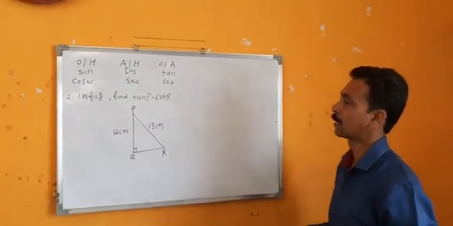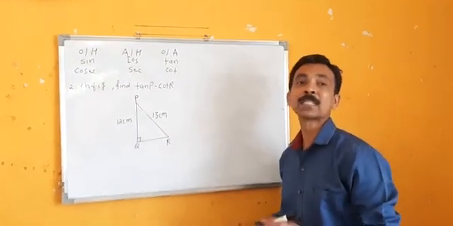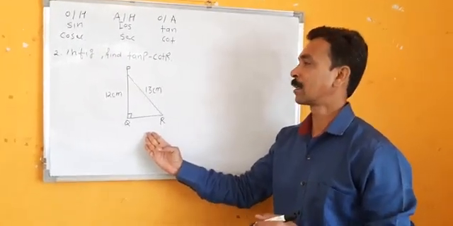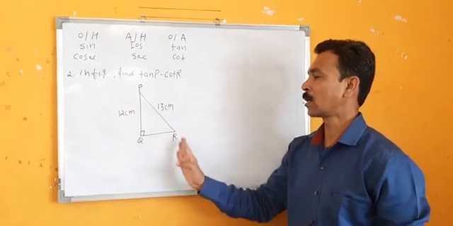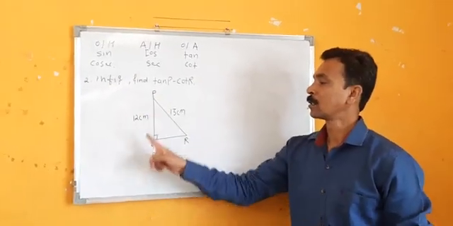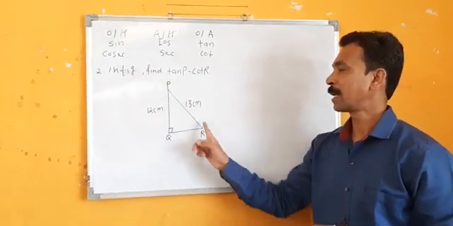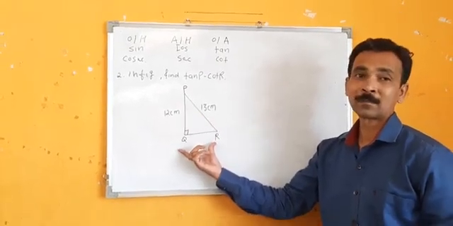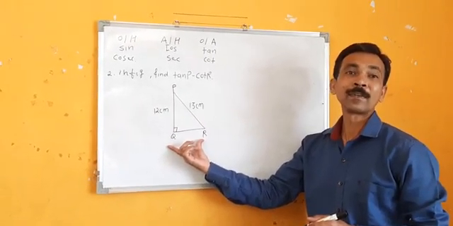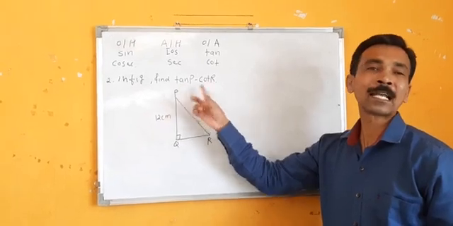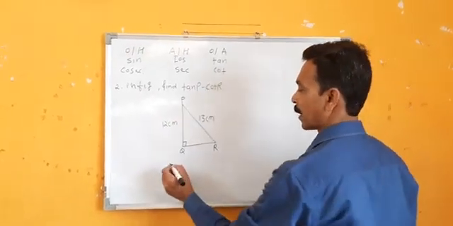The next sum is in figure. Find tan P minus cot R. Figure is already given. Okay. This is triangle PQR, right angled at Q. PQ is given 12 cm, PR is given 13 cm. But unless and until we find the third side, we cannot find the ratio, whether it is tan or sine or cos. First I'll find, okay.